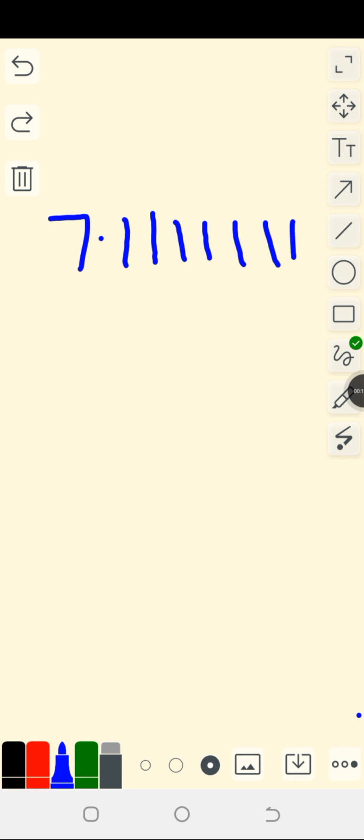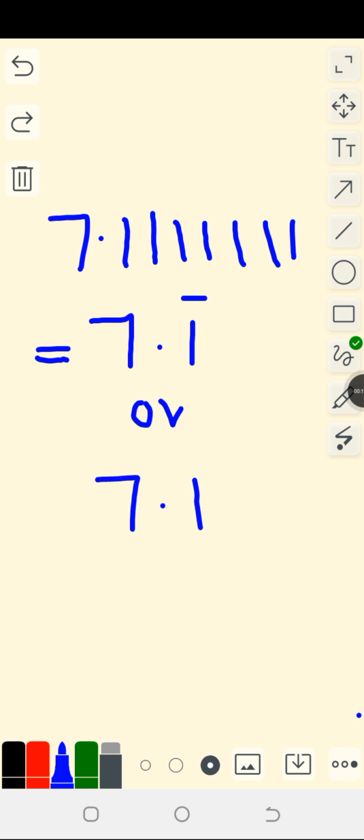That means a simpler way of writing this, instead of writing that one repeatedly, is to write it as 7.1 and put a dash on top, or write it as 7.1 and put a dot at the top of that one. That shows that the 1 after the decimal point is a recurring number.